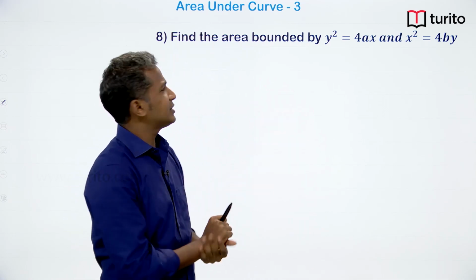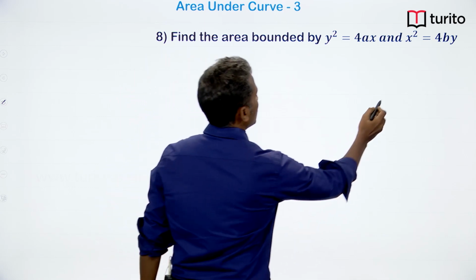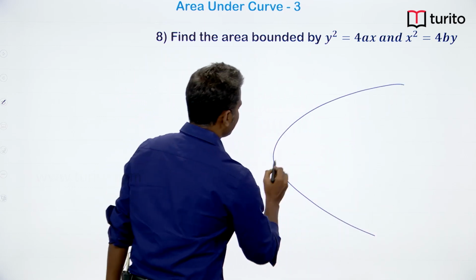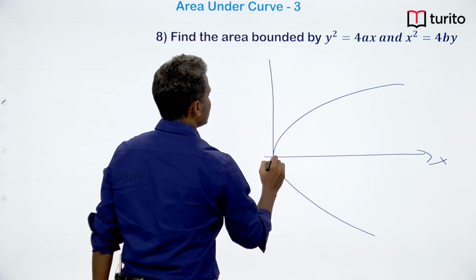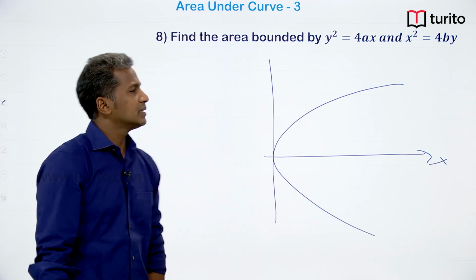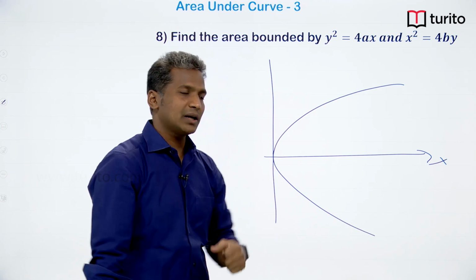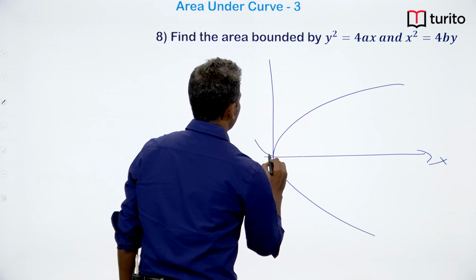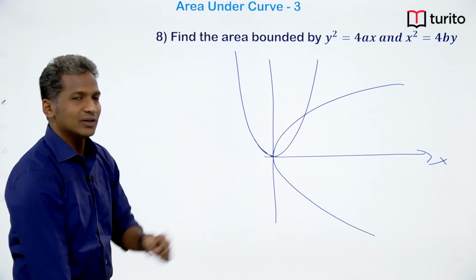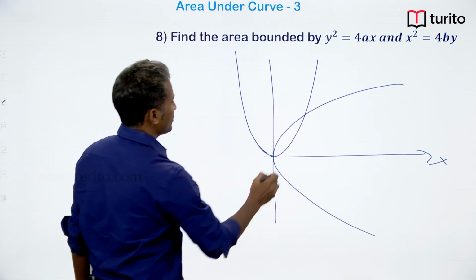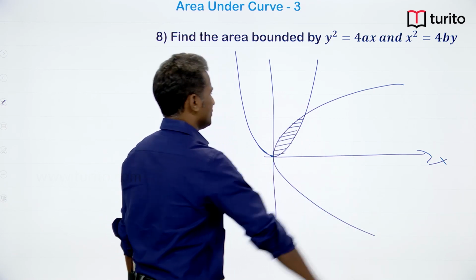Now, if we check the graphs, the first function is a parabola which is a horizontal parabola like this, having the x axis as the axis of the parabola and the y axis will be the tangent at vertex. And the second parabola is basically the vertical parabola. So, which means we will get a graph like this. And what is the area enclosed? Now, we can see that there is an enclosed area. So, this is the area enclosed between these two curves.